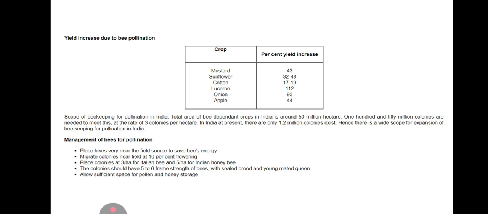Coming to the management of bees for pollination, place hives very near the field source to save bees' energy. Migrate colonies near the field at 10% flowering. Place colonies at 3 per hectare for Italian bees and 5 per hectare for Indian honeybee. The colonies should have 5 to 6 frame strength of bees with sealed brood and a young mated queen. Allow sufficient space for pollen and honey storage.